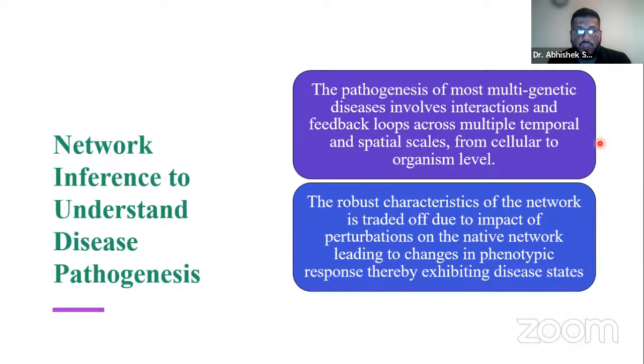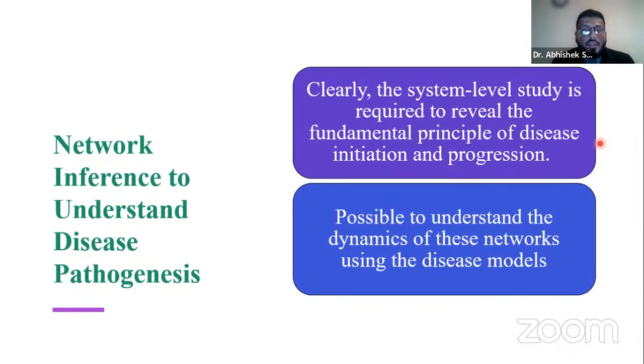The robust characteristic of the network is traded off due to the impact of perturbations on the native network, leading to changes in the phenotypic responses, thereby exhibiting disease states, right? Next, clearly for these network inferences, a system level study is required to reveal the fundamental principles of disease initiation and progress, and it is possible to understand the dynamics of these networks using the disease model.